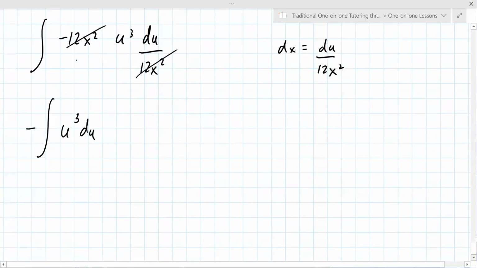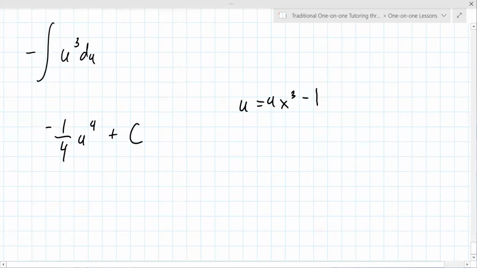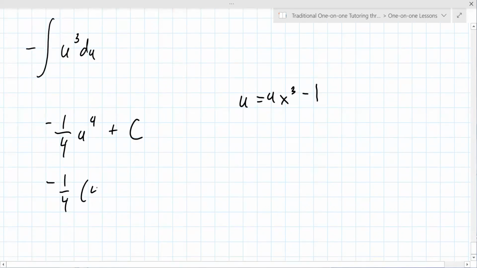All right. So what does this become? You substitute, you put in 4x cubed. You have to do this first. Wait. You have to find the integral. Oh. Then you can substitute back in. Then you can say, okay, u is 4x cubed minus 1. Okay. So then it becomes minus 1/4 times 4x cubed minus 1, to the fourth, plus c. Okay.